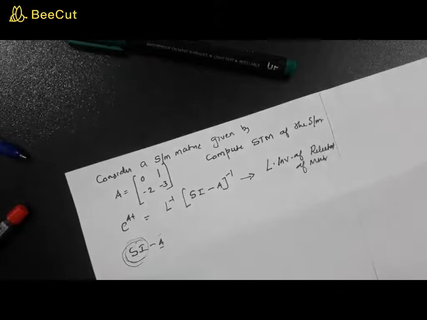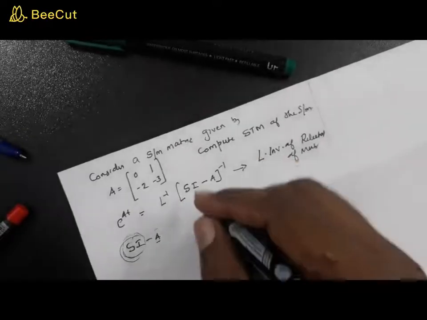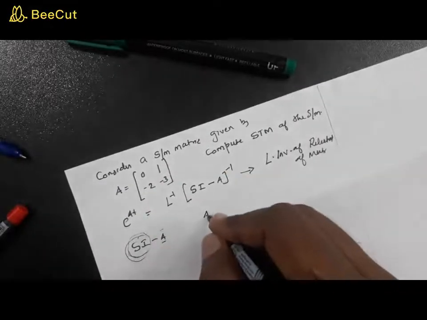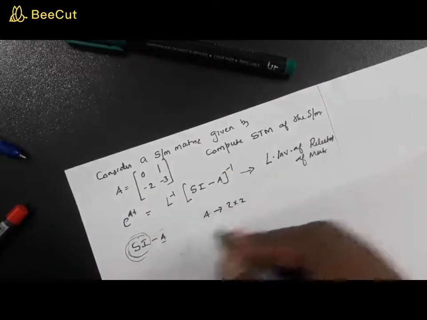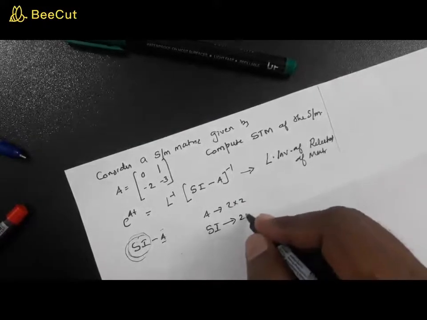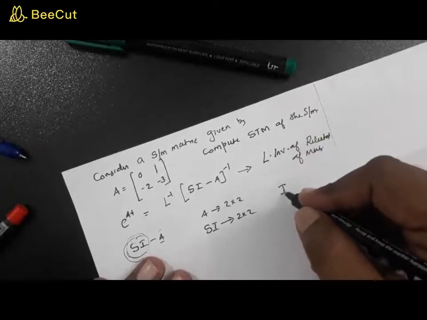For matrices, if two matrices are to be subtracted, the order has to be the same. So now we know from the question that A is a 2 by 2 matrix, so SI has to be a 2 by 2 matrix, right? Has to be a 2 by 2 matrix. And what do you mean by I? First of all, let us see what is I.